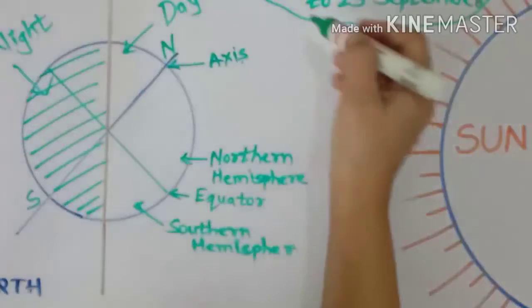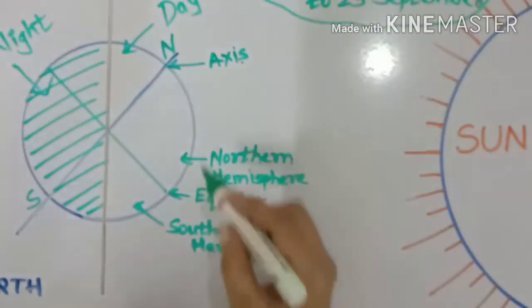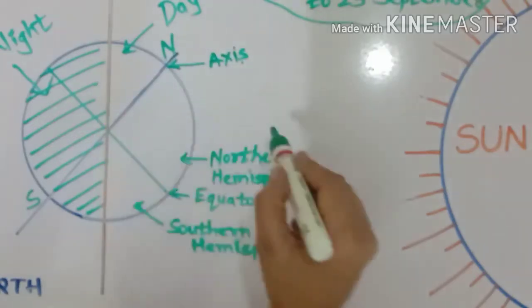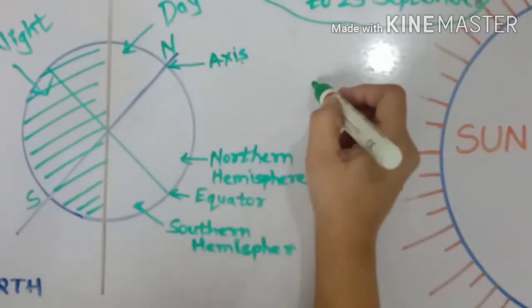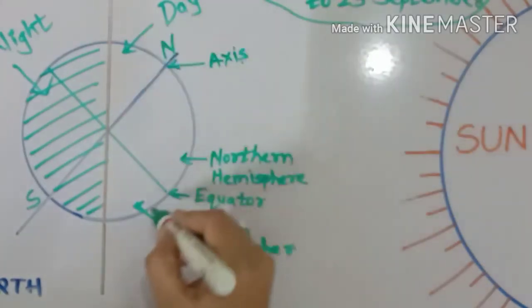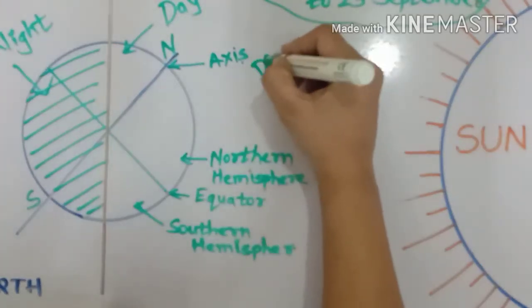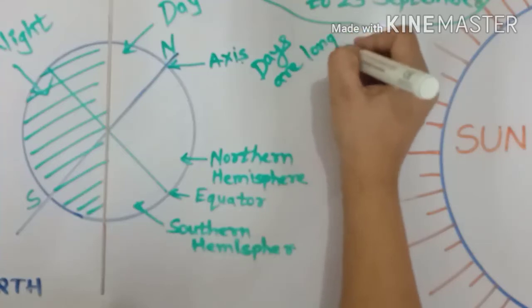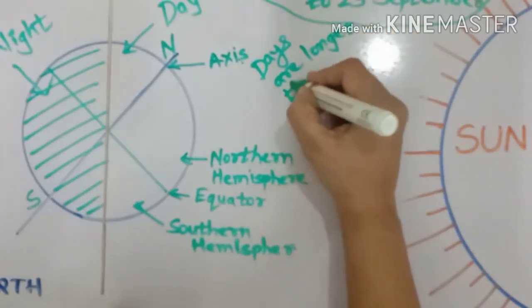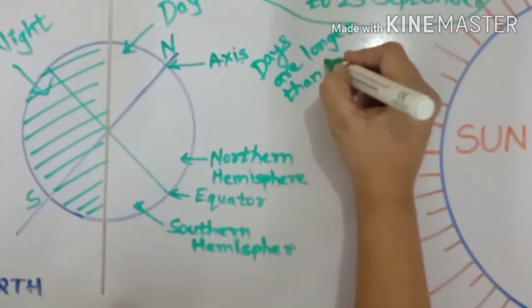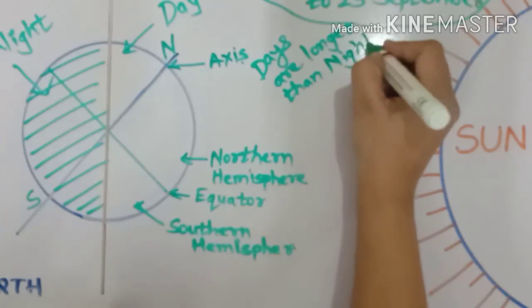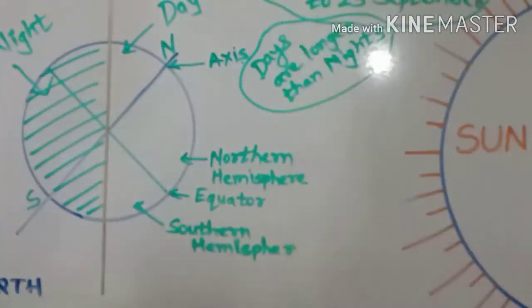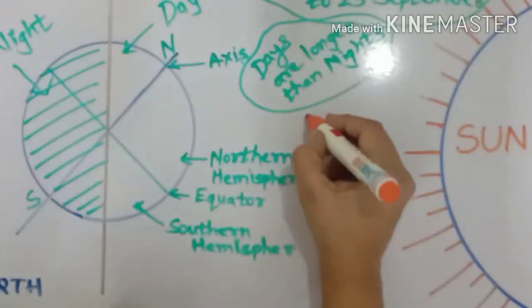Now, during this period, the northern hemisphere receives sunlight for a longer time. So your days are longer than nights. Days are longer than nights. Hence, here is the summer season.